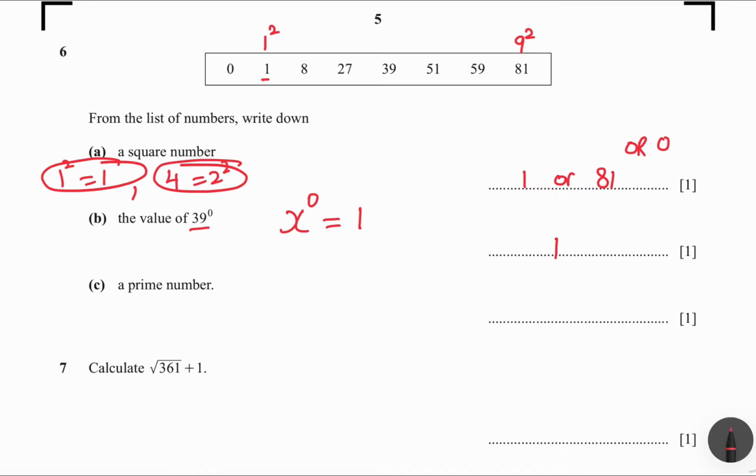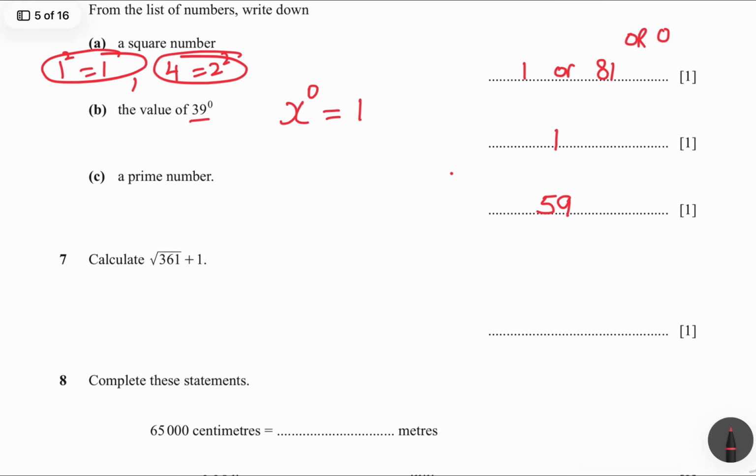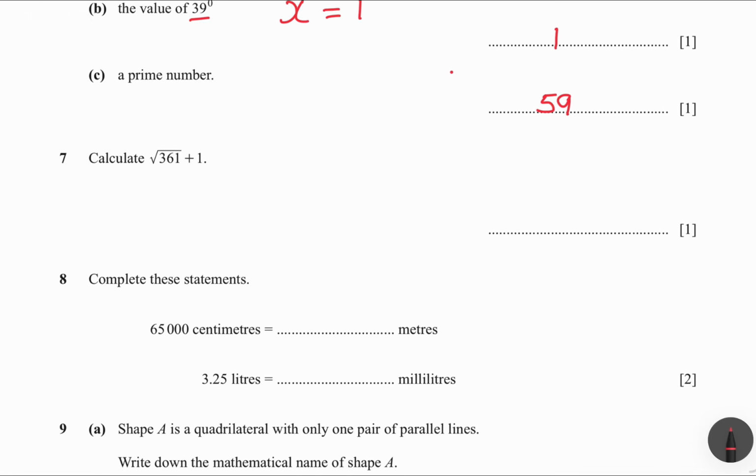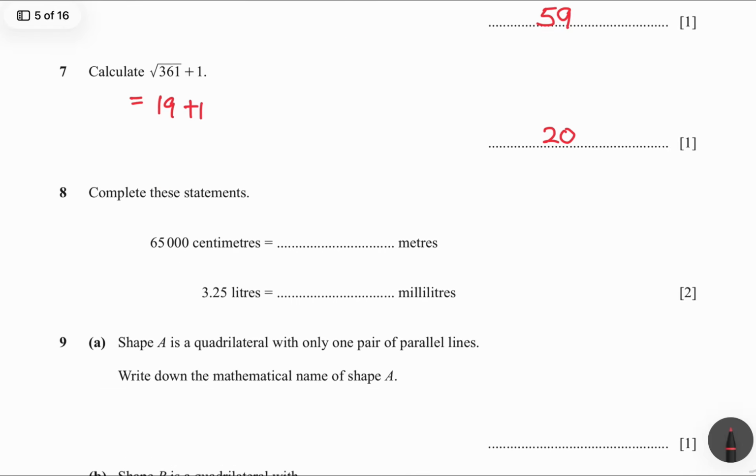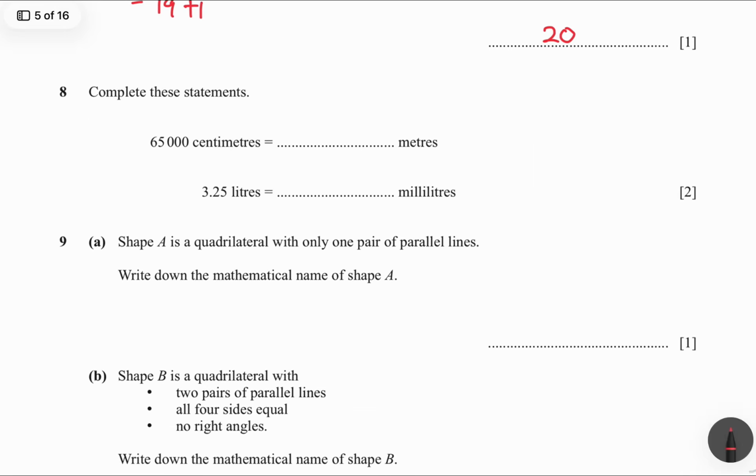And a prime number. So prime number, we can see here we have only one prime number, which is 59. So prime numbers are the numbers that cannot be divided by any other number except 1 and the number itself, right? Now calculate the square root of 361 plus 1. The square root of 361 is 19, plus 1. So it is 20.